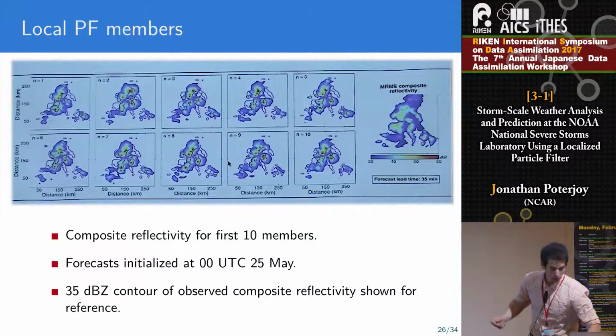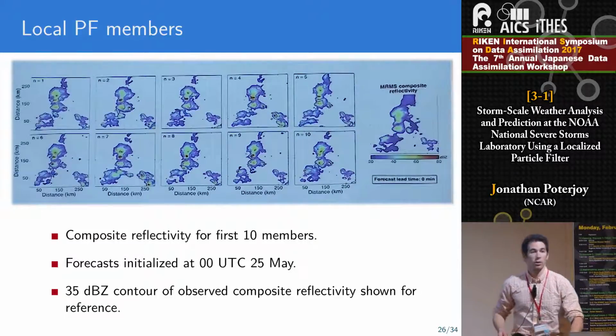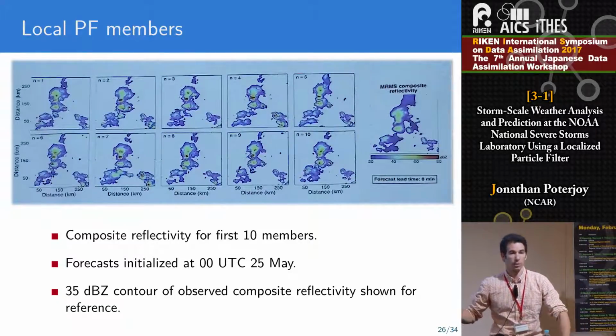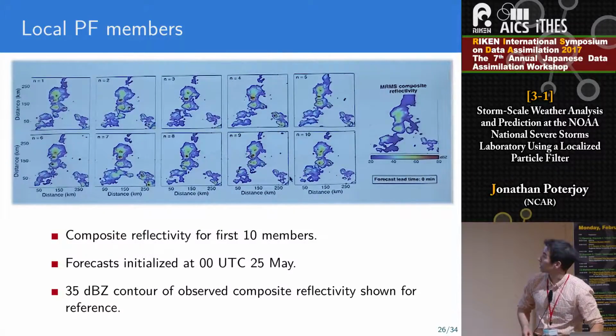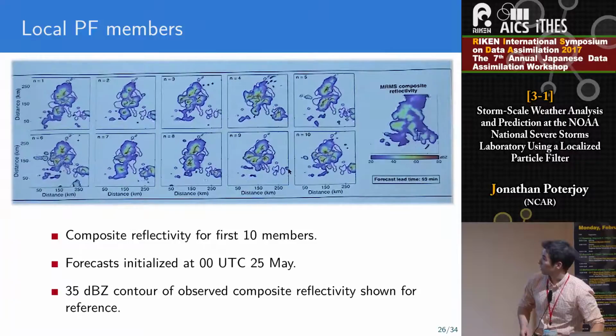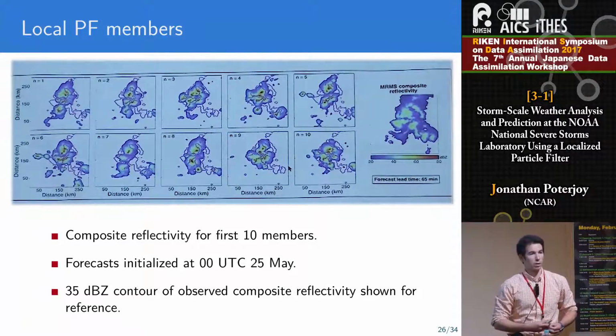The particle filter, on the other hand, looks quite different because it's essentially selecting the model states that are closest to the observations given by your likelihood calculations. So if you run the particle filter members forward in time, you get something that looks quite different. It's a smoother evolution from those initial states, and so you have fewer adjustments occurring after you perform data assimilation with this system.